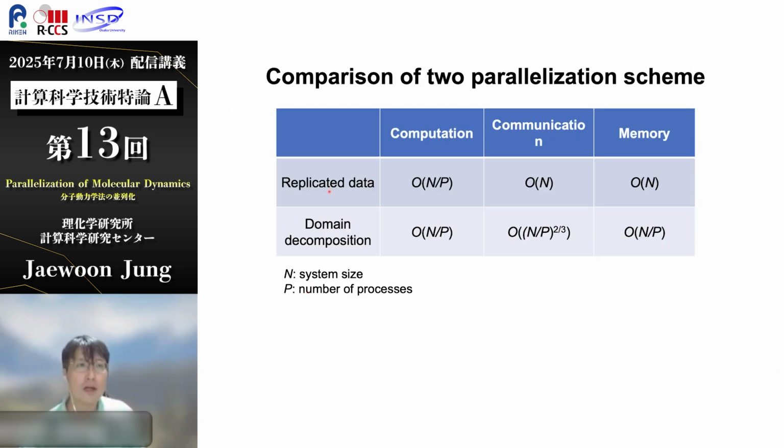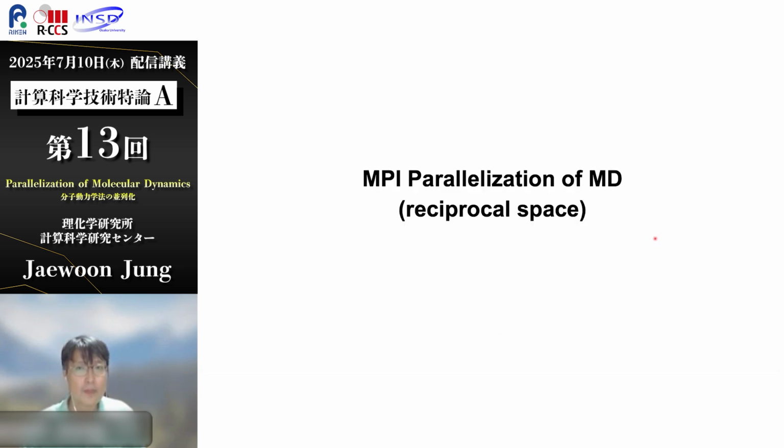So if you just summarize the two different schemes of parallelization, the computational cost, communication and memory become like this. So by making use of domain decomposition, we can reduce even the communication by increasing the number of processes, and it can also reduce the memory size. And here, until now, I only explained the real space calculation of van der Waals and electrostatic. And reciprocal space, in fact, is a little bit more complicated.